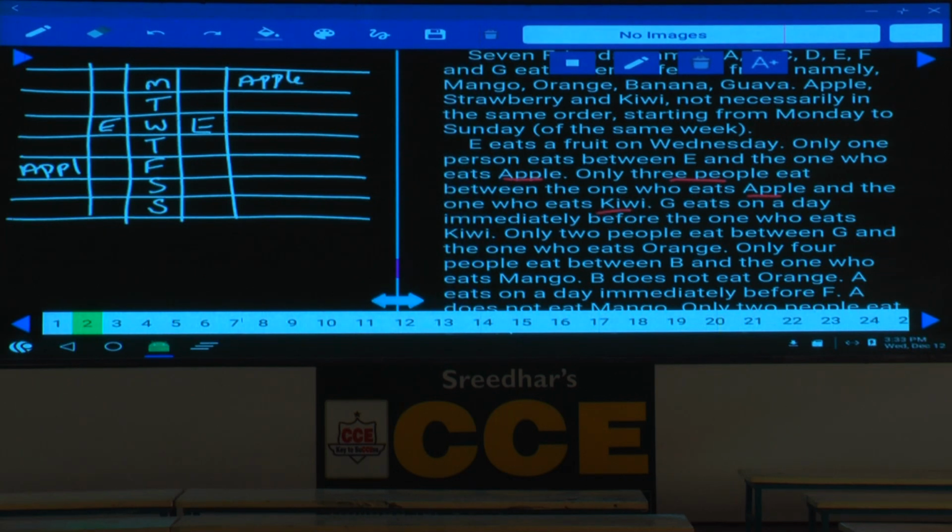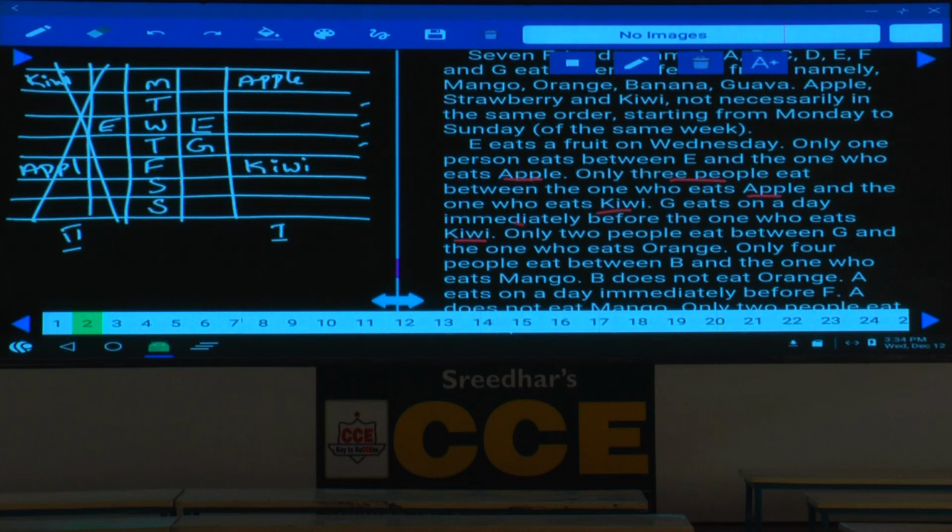Next, only 3 people eat between the one who eats apple and the one who eats kiwi. Between apple and kiwi there must be exactly 3 persons. This is case 1 and this is case 2. Counting 1, 2, 3, the person who eats kiwi must be on Friday. Similarly here also, 3 persons between apple and kiwi. And G eats on a day immediately before the one who eats kiwi. As G is immediately before kiwi, G must be on Thursday. Now the second case is not possible at all, it is completely ruled out. We are left with only one case.